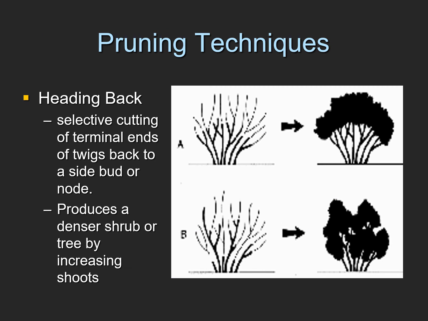So some other techniques we have here. We have heading back, which is selective cutting of terminal ends of twigs back to a side bud or a node, as in A there. You can see that we've just trimmed back those larger branches back to where they are connected to the main branch to head them back. And this produces a dense shrub or a tree by increasing shoots lower down into the plant.